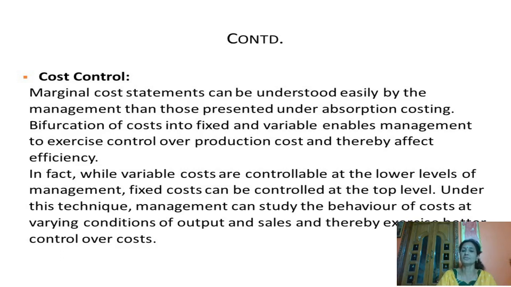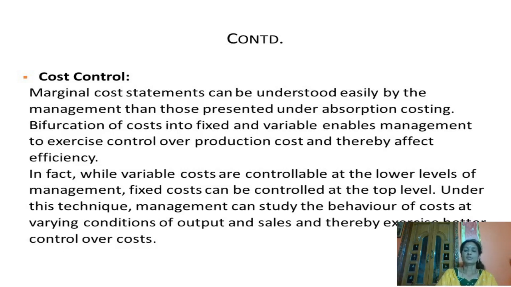But in marginal costing, it is taken only after the cost of production. So this bifurcation of cost into fixed and variable cost enables management. Since here it is bifurcated, which is fixed and which is variable, and it is clearly stated, management can exercise control over production cost and thereby affect efficiency.